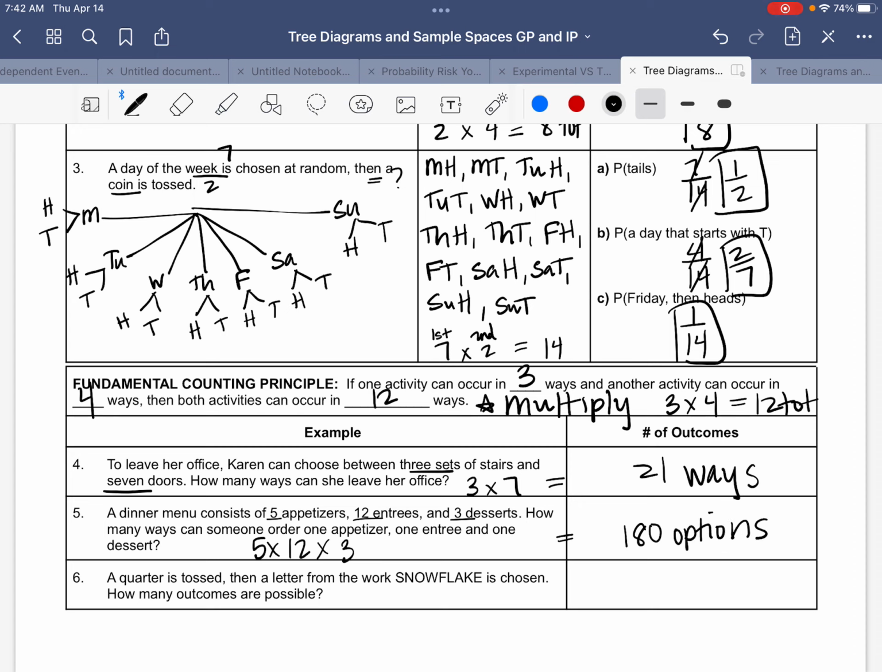And then last, a quarter is tossed, and then a letter from the word snowflake is chosen. How many outcomes are possible? So we need to know there are 2 sides on a coin. There are 1, 2, 3, 4, 5, 6, 7, 8, 9 letters in the word snowflake. 2 times 9 gives us 18 possible outcomes.